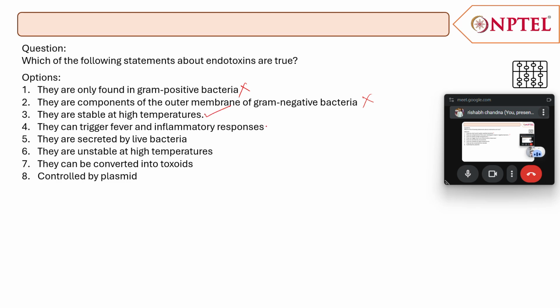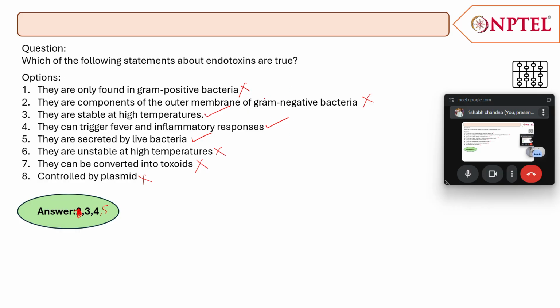They are secreted by live bacteria. No. They are unstable at high temperatures. No. They are converted into toxoids? No. They are controlled by the plasmids? No. So the correct answers are 2, 3, and 4. I think instead of 2, the fifth would be the correct answer. Okay, so these would be the correct options for endotoxins.